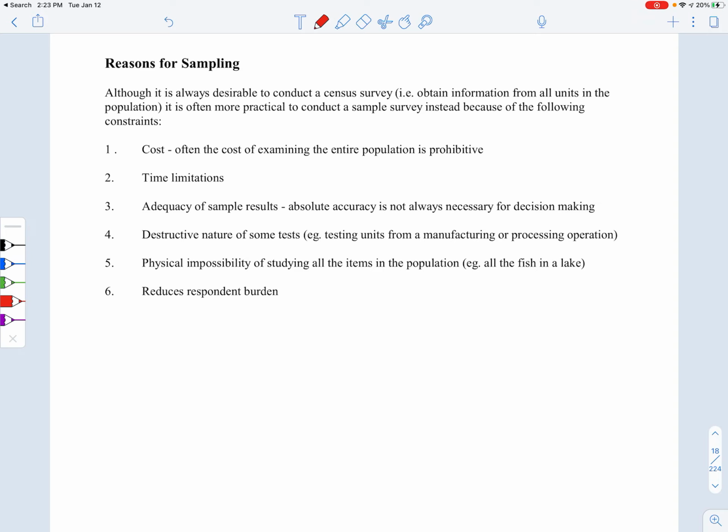Number 3 here is the adequacy of sample results. That absolute accuracy is not always necessary for decision making. We've come up with a term before, which you've heard, which is the margin of error. And so we can calculate a margin of error for surveys. And so when we talk about surveying Canadians, if you survey, say, about 1,000 people, then you'll end up with about a 3% margin of error.